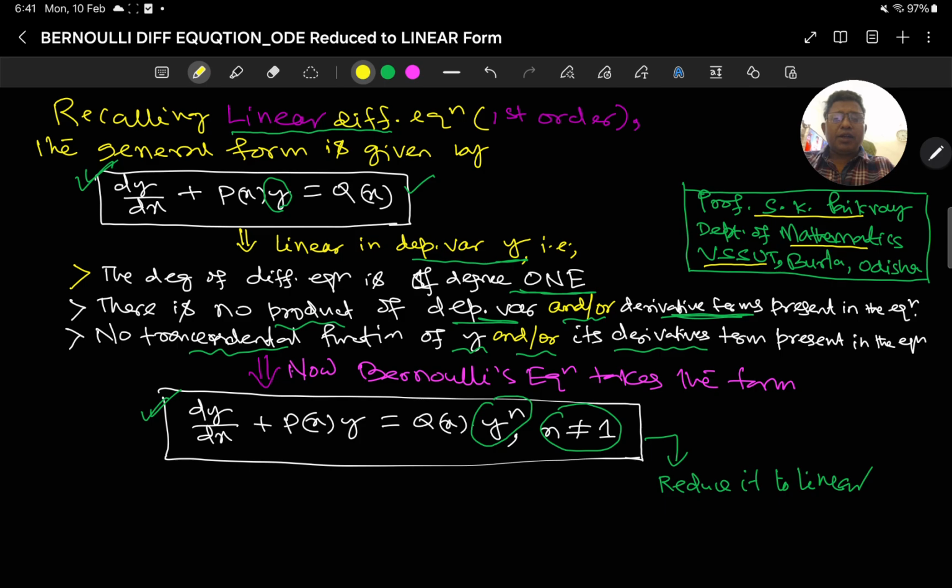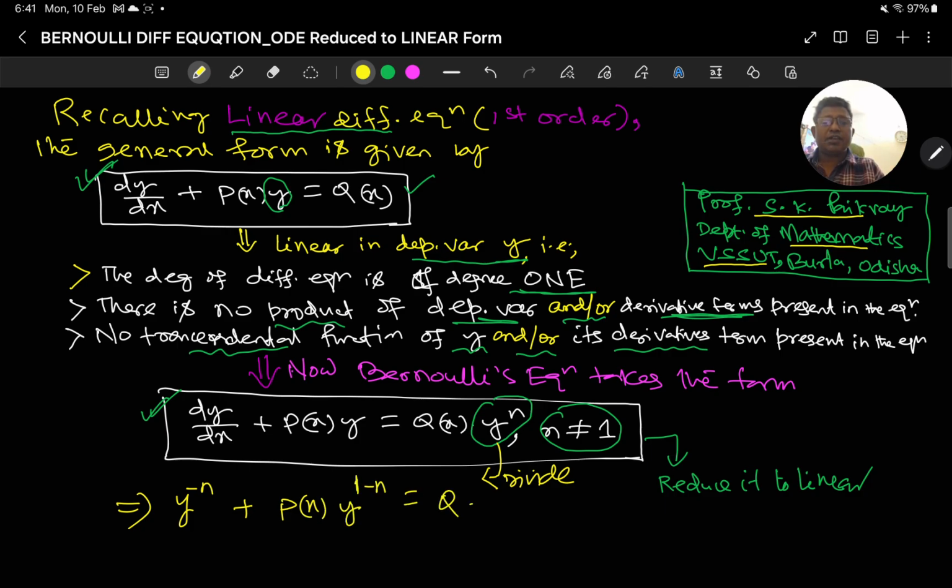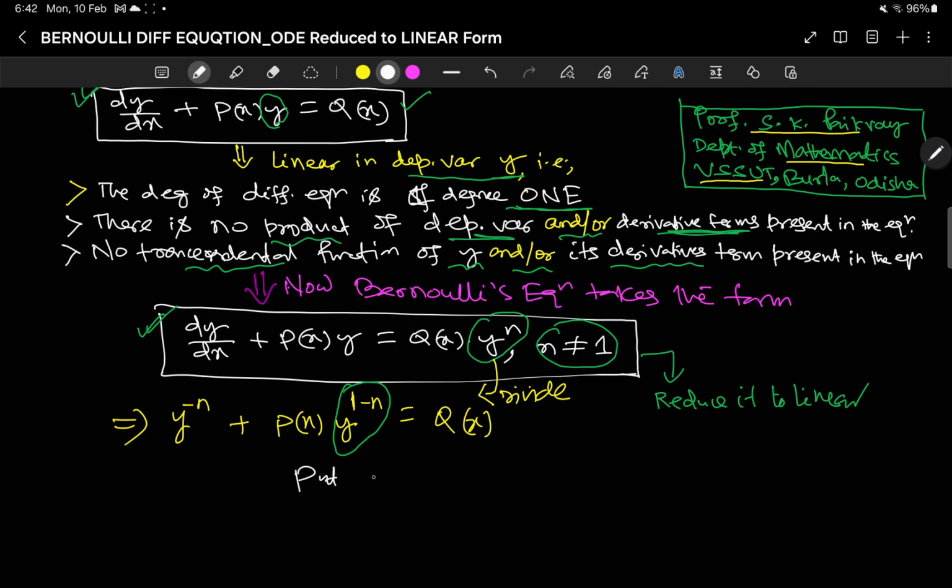Now, without much delay, let me tell you how we will reduce it to linear form. We first divide throughout by y to the power n. Then it will be y to the power minus n dy/dx plus p(x) y to the power 1 minus n is equal to q(x). Next we substitute y to the power 1 minus n as some other variable t. Put y to the power 1 minus n equal to t.